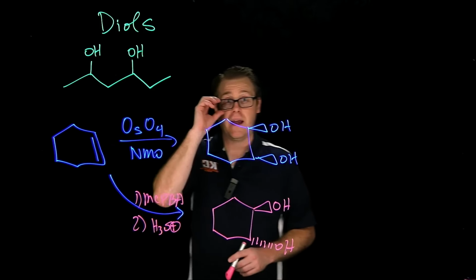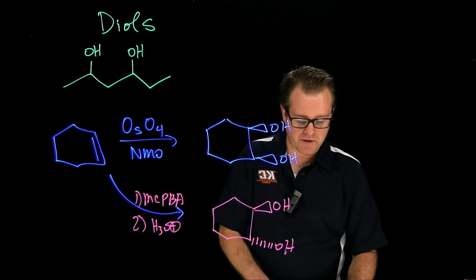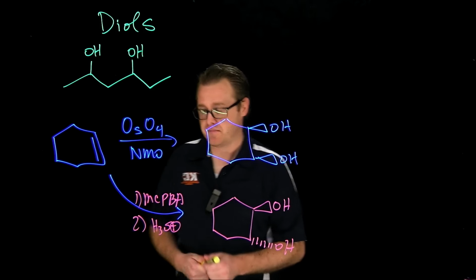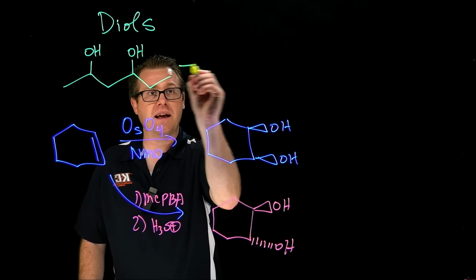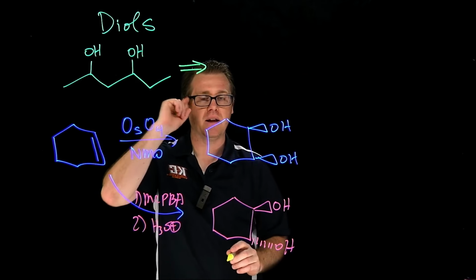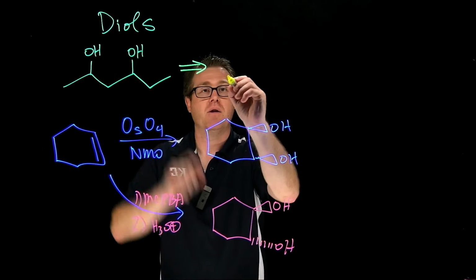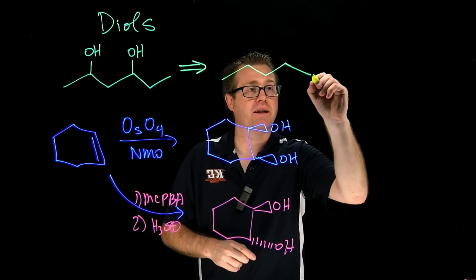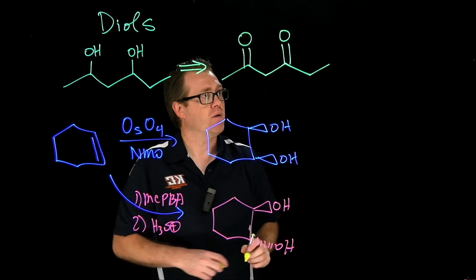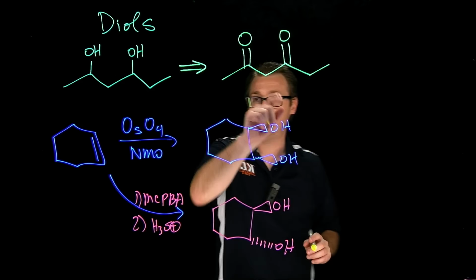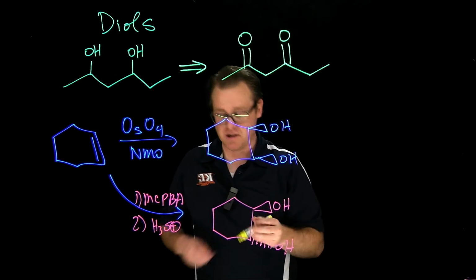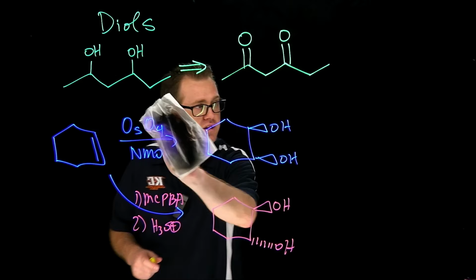What are some other ways though? Well, we've just talked about reduction of ketones and aldehydes. So retrosynthetically, we could take this diol right here and ask, how do we make this? Well, if we had this product right here, what if I started with this diketone? Let's look at it in the forward direction.